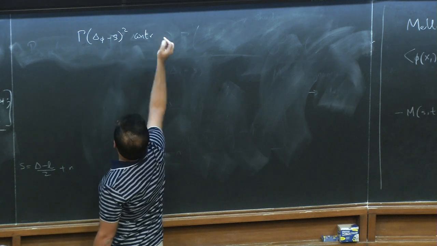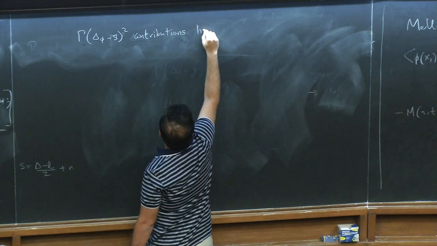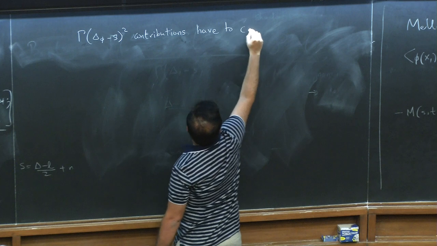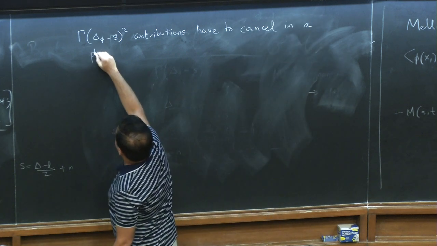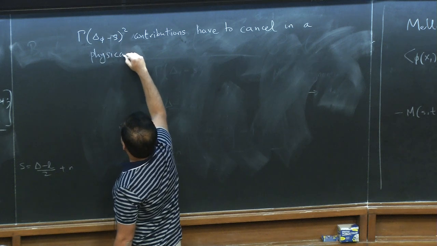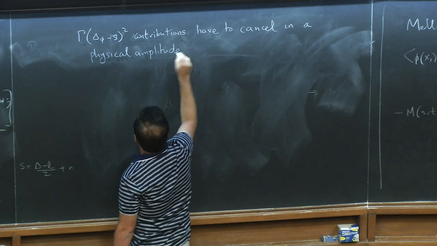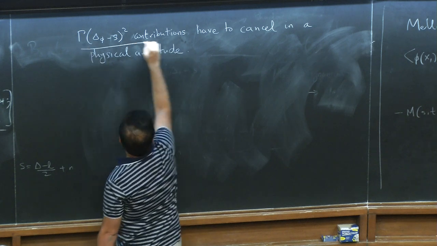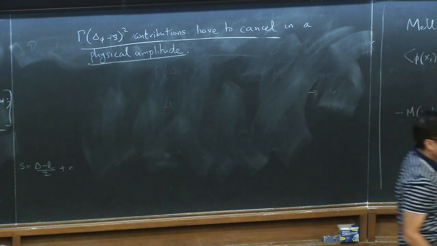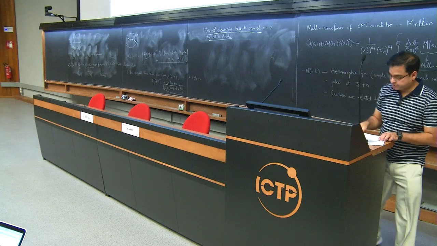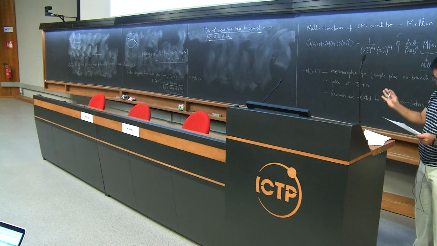Contributions, gamma of delta phi minus S squared contributions, have to cancel in a physical amplitude. And this is the key point. We'll get a bunch of consistency conditions by looking at these cancellation conditions. Okay, so this is an important point, so if you have any questions, do ask.